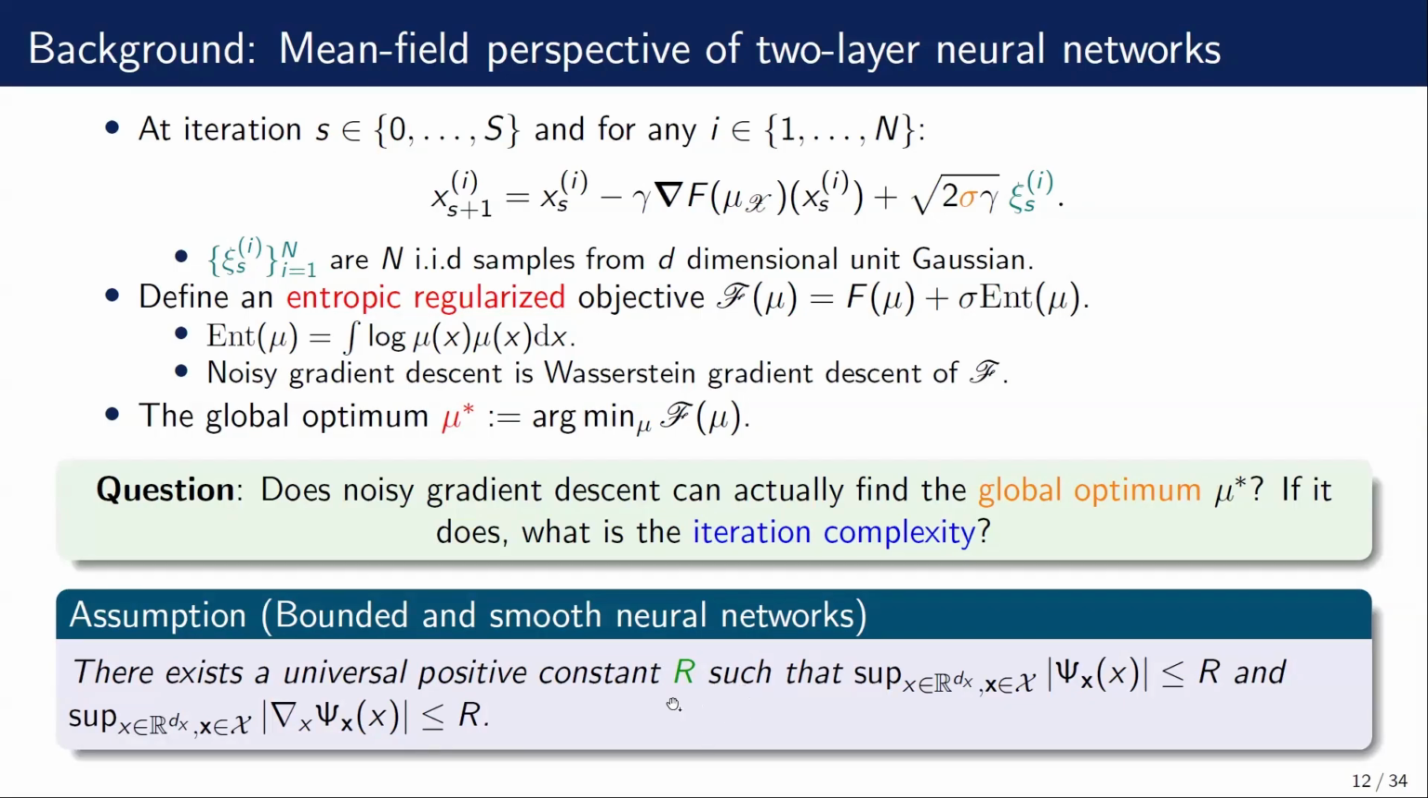So what does it mean? It means that it works for neural networks where we consider tanh or sigmoid activation functions. It also holds for neural networks when you consider ReLU activation functions, but because ReLU is unbounded, you have to clip your neural network output at a certain threshold R so that your neural network becomes bounded. Okay. So these are the assumptions we make on the neural networks. Is everything clear so far?